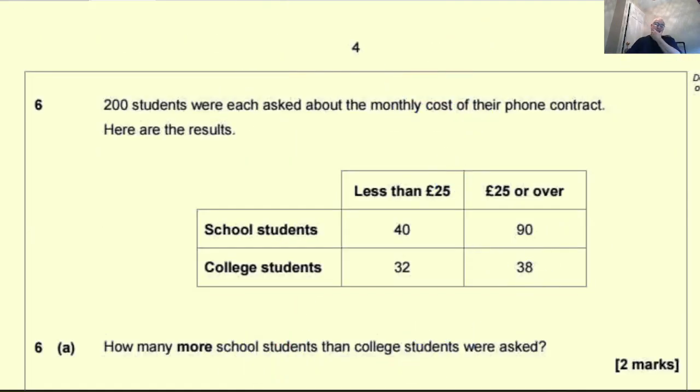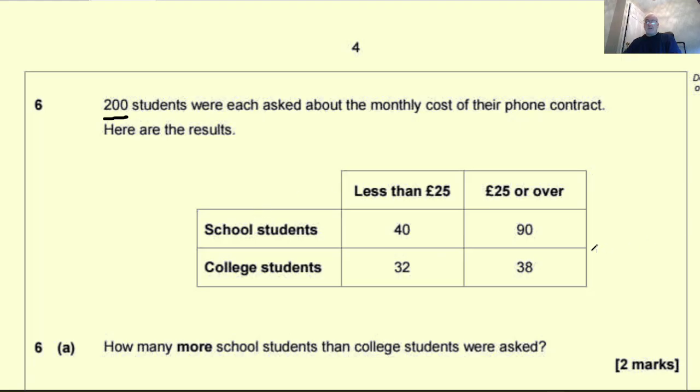Question 6. Anytime we've got numbers written in the question, more often than not, they're going to be used within that question as we go through. So let's have a look how we're going to use this one. We've got 200 students were asked about the monthly cost of their phone contract. Here are the results. So we've got 40 and 90, 32 and 38.